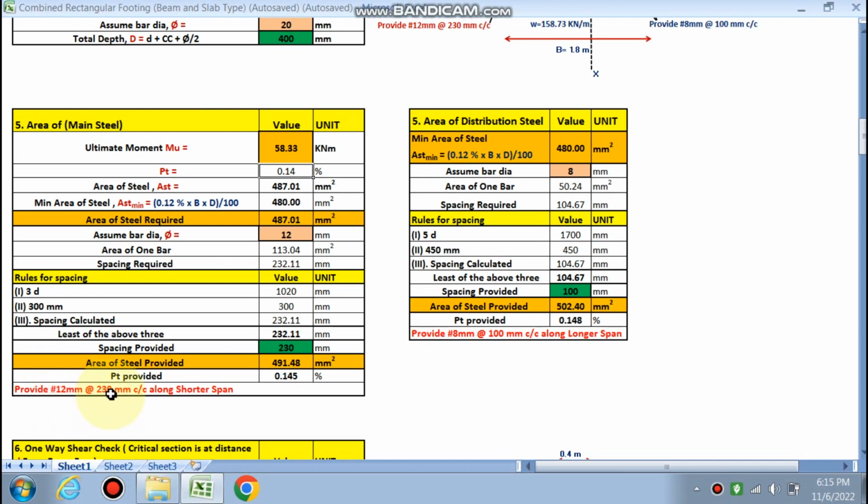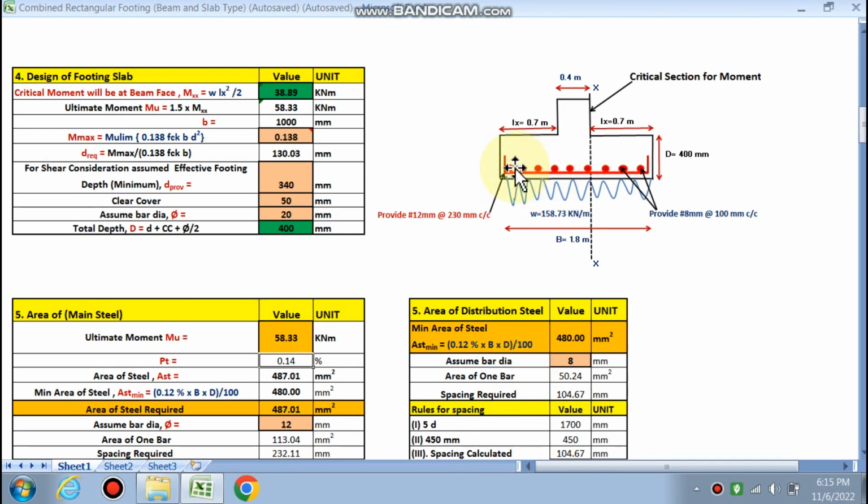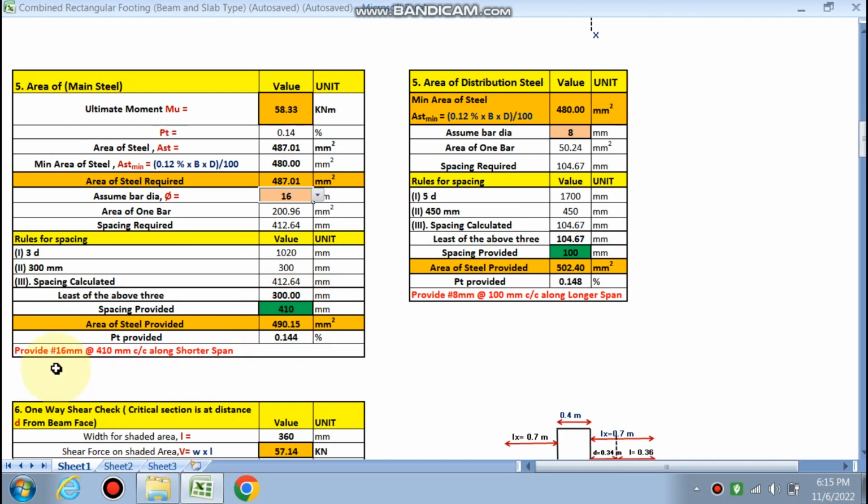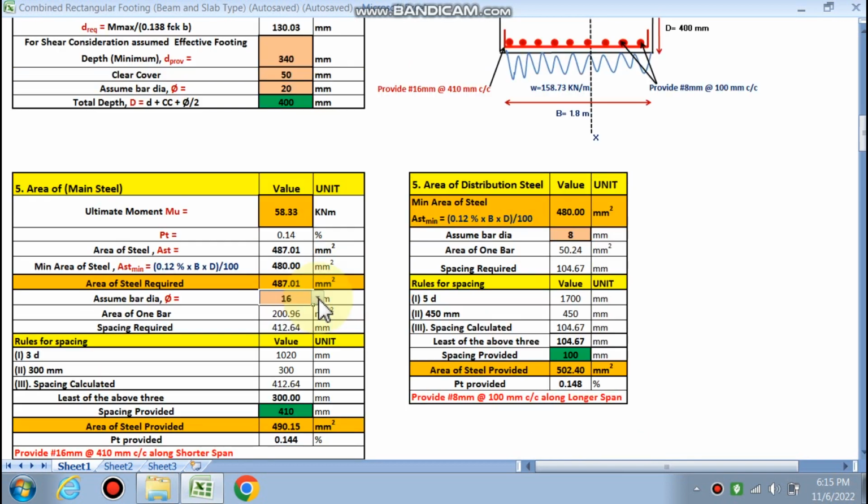So 12 mm dia, 230 mm center to center along the shorter span, right? Along the shorter span, this is the shorter span. So along the shorter span it is 12 mm at the rate 230 mm center to center. If you change the value like 16 mm, so this much spacing is required, right? So we choose 12 mm, right?